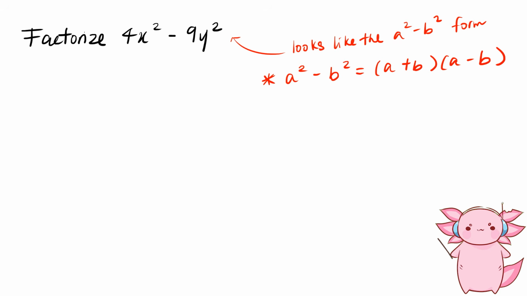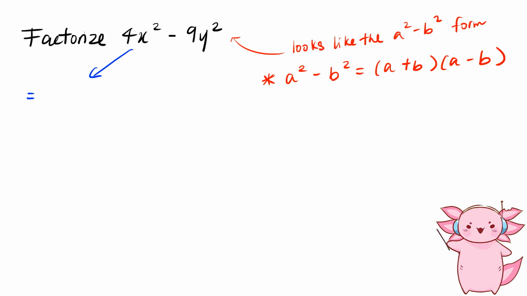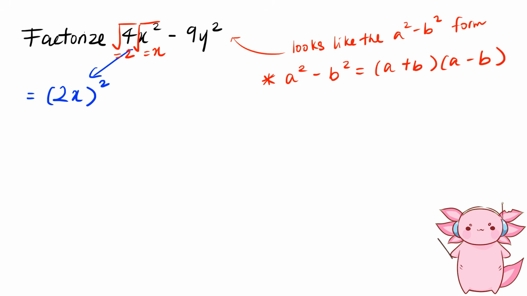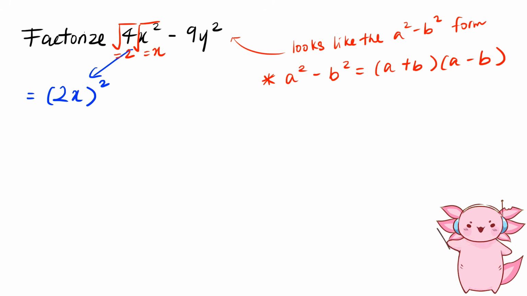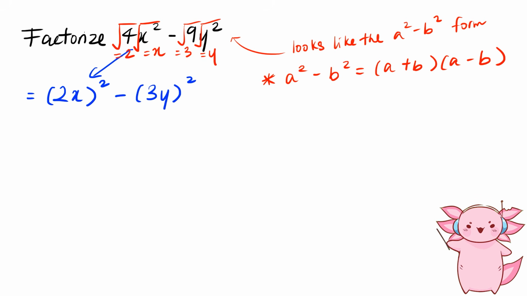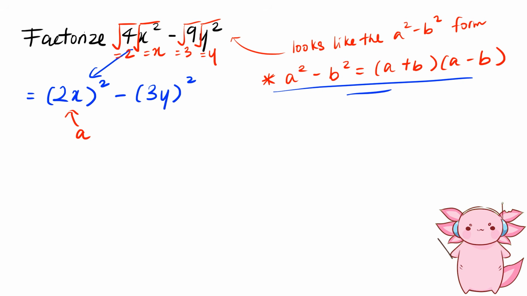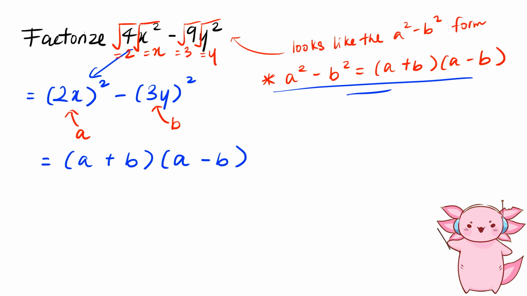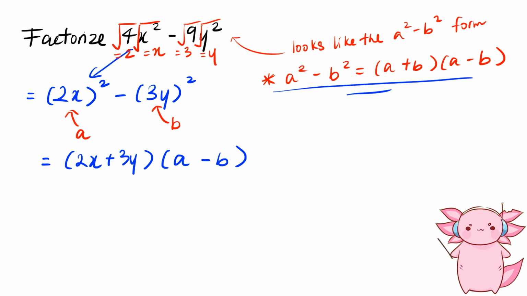So for this question, let's rewrite 4x squared as bracket 2x squared, since the square root of 4 is just 2 and the square root of x squared will just be x. So let's do the same for 9y squared to get bracket 3y squared, and we are ready to use the special formula over here. So a in this case is 2x and b is 3y. So following the form of a plus b times a minus b, we get our final factorization of 2x plus 3y times 2x minus 3y.